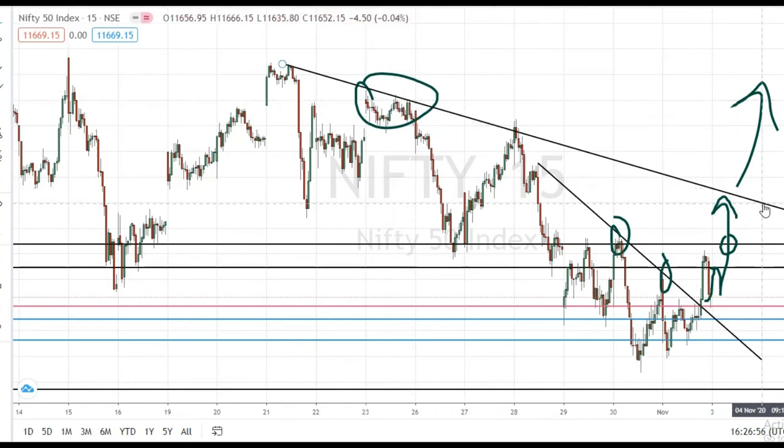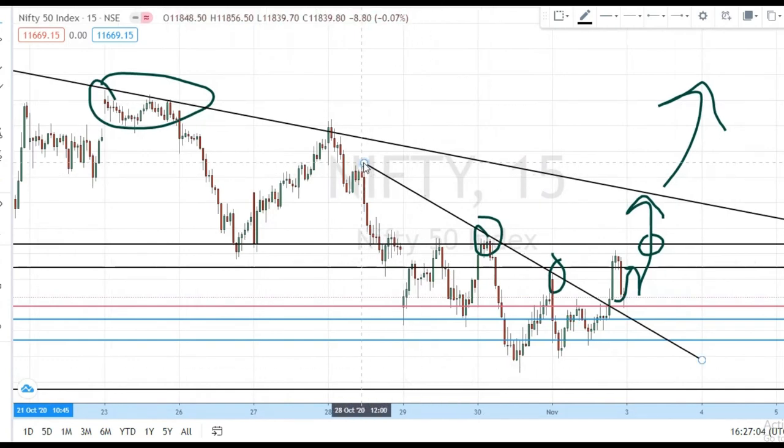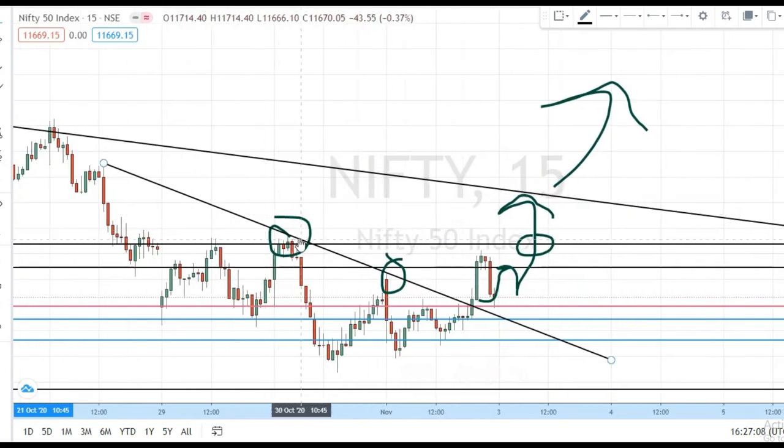Well, this was not such a good trend line, so I had to draw one more trend line here. I started from this point, attached it to highs here and this high, and once the trend broke, you can see how the price had moved to the upper level. Almost from 11,641, it had made a high of 11,725.